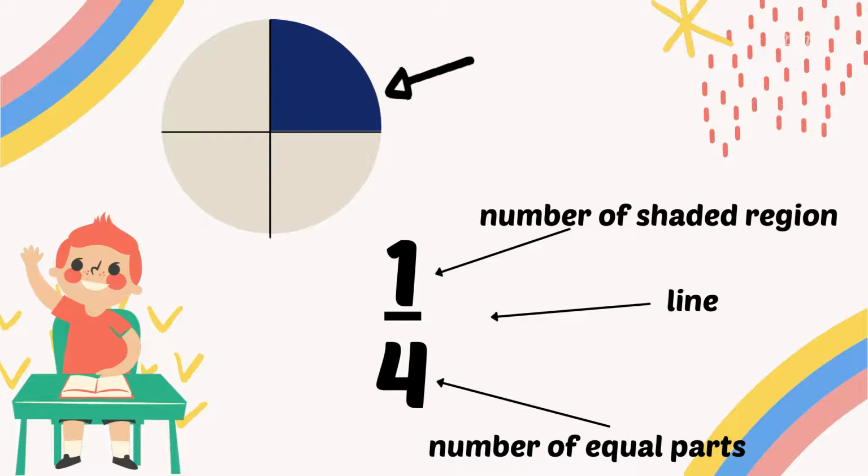Kalau ada 4, tulis 4. Kalau ada 5, tulis 5 sebelah bawah tu. Right? I'm going to repeat. Number 1 is the number of shaded region and we do the line. Number 4 is the number of equal parts. As in the diagram here, we have 4 equal parts, so I write number 4 there.